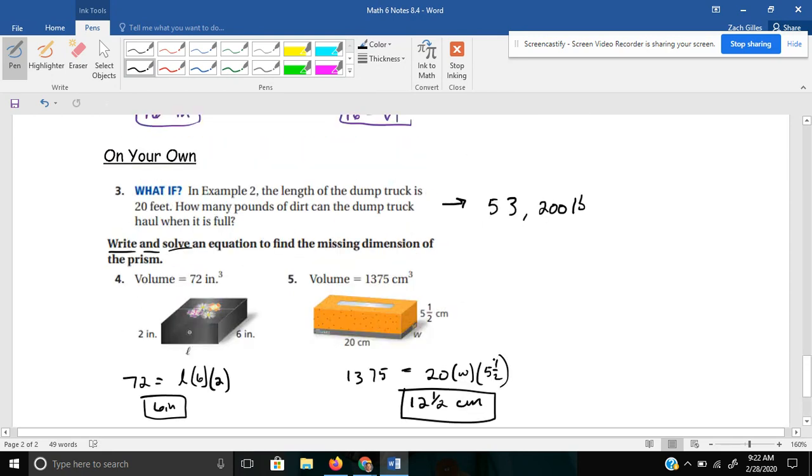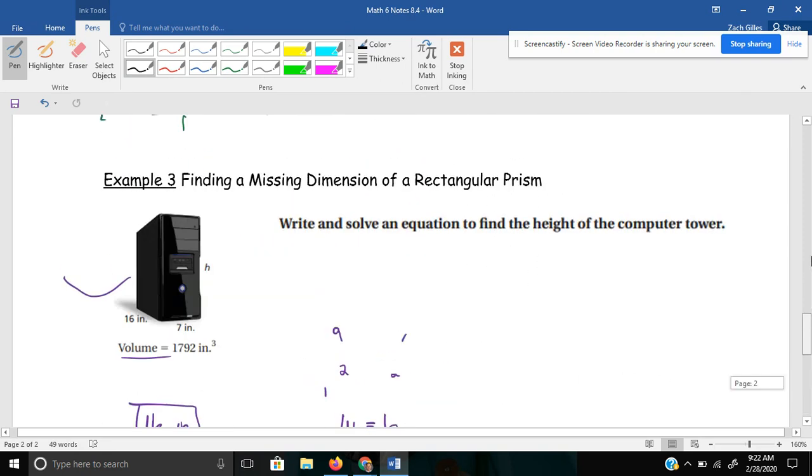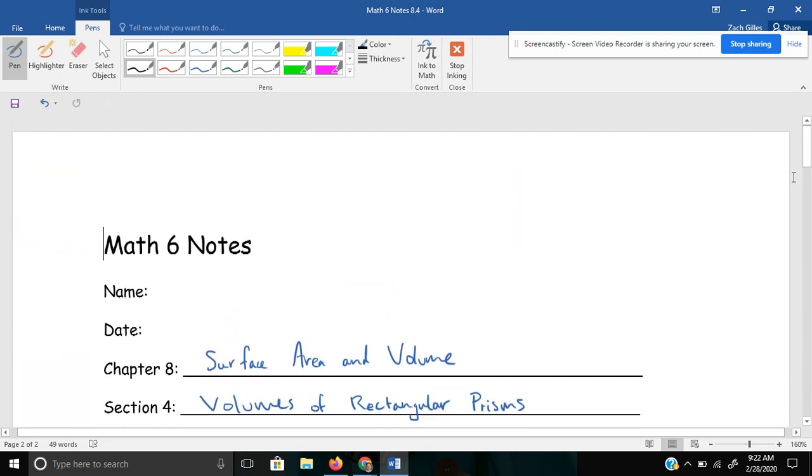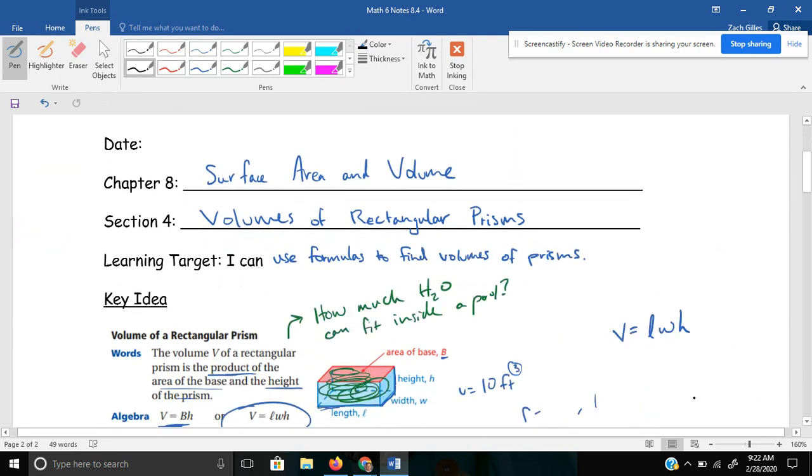Alrighty, that does it for volumes of prisms, and it's just length times width times height. If you have more questions about it, come see me. But good luck on 8.4. This is the last section in Chapter 8, so good luck on the test when you get there too. And I will see you next time for Chapter 9.